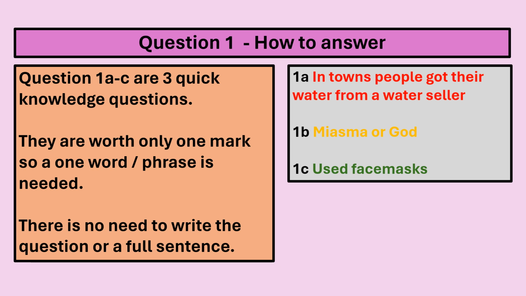My answers on the screen are colour-coded. The red answer, even though it's correct, is a full sentence. You don't need to do that. The words 'water cellar' would have been fine. Answer 1B is also correct, but you give 2 reasons instead of just 1. One of those answers would have been correct. You don't need to write 2 answers. Question 1C is perfect: 1 phrase, 'use face masks'. That's correct. They're quick questions based on knowledge.